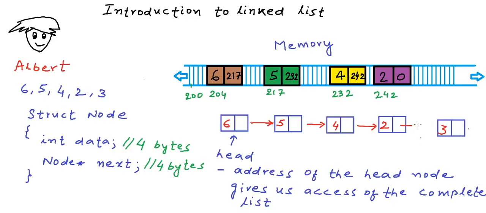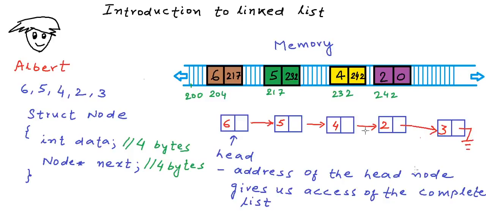Now all we need to do is fill the address properly, adjust these links properly. So the address of this particular node will be filled in this node with value 2, and in this node, the address part can be null, so it is the last node, it does not point to any other node.